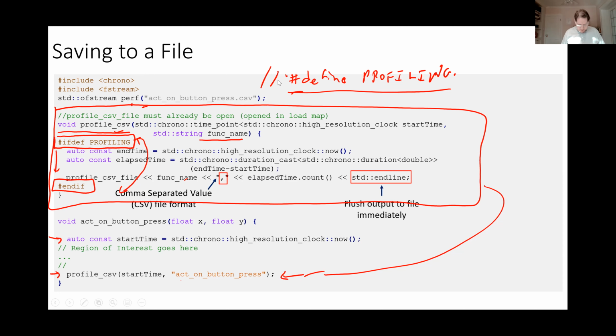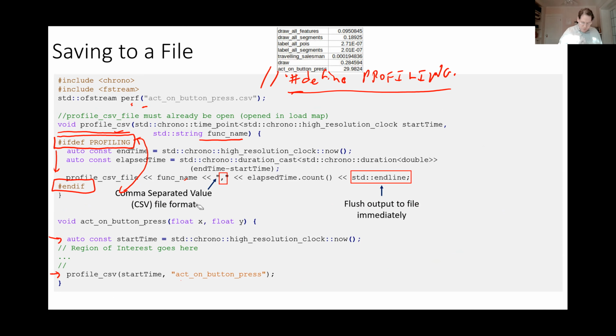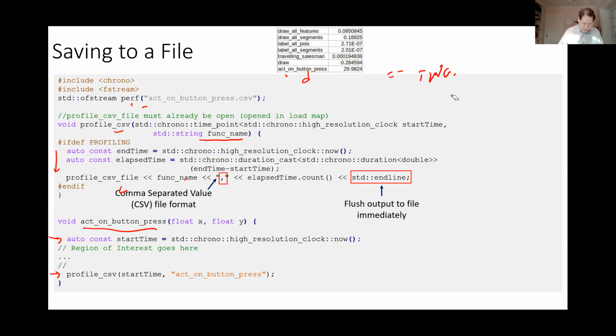Okay, so does it make sense to everybody? If we put this in, and we do it for a whole bunch of different functions. So I showed you how you could use this for one function, the act on button press function. But if we put this in our program for all sorts of functions, then we'll get a comma separated value file, which is, let's see, this profile CSV file that looks like that.